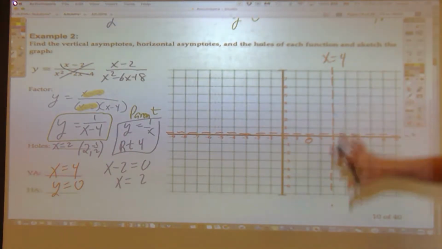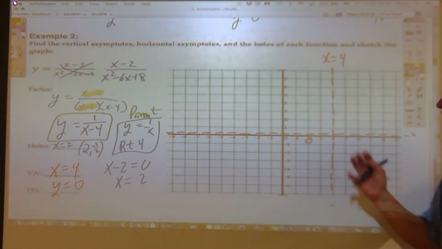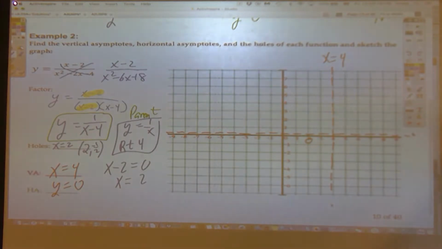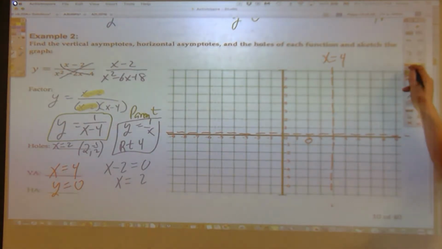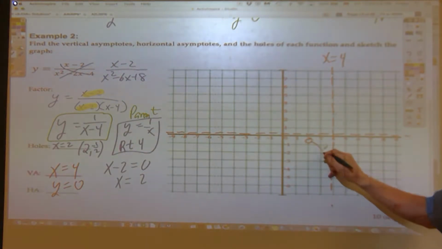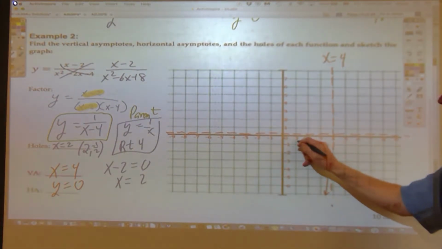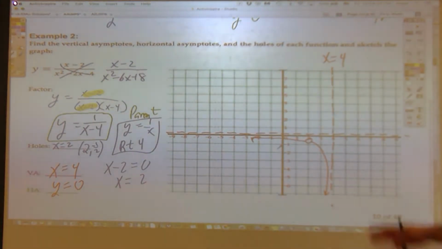That's called a skeleton of the graph. It's got all the key features. Now, all you have to do is fill in the blanks. In fact, you can probably see from here that if you got a hole here, the graph is going to contain the hole and just continue like that. Now, what's going on over here?